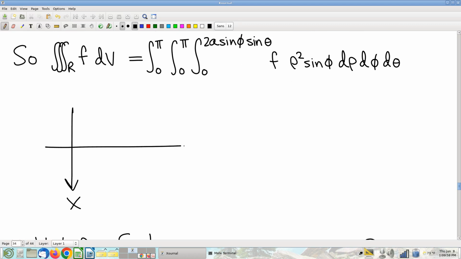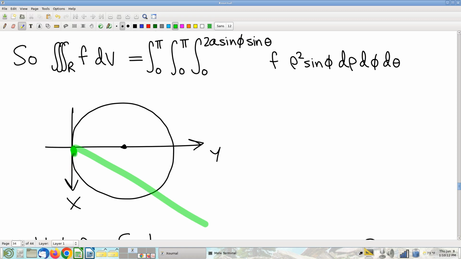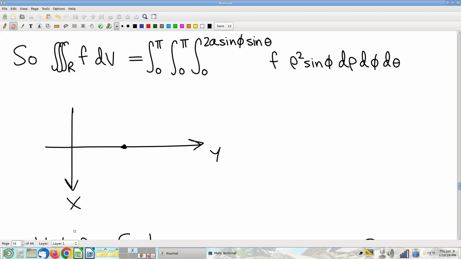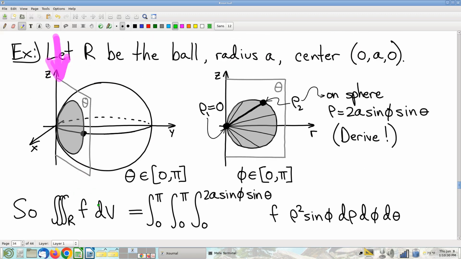X-axis, Y-axis. Here's our center. Here's the ball, and then here's what our theta slices look like. Our theta slices kind of all look like that, and you can see the first one is here, and then the last one is there. That's as seen from above. This is very geometric. Okay, all right, so, theta slices.